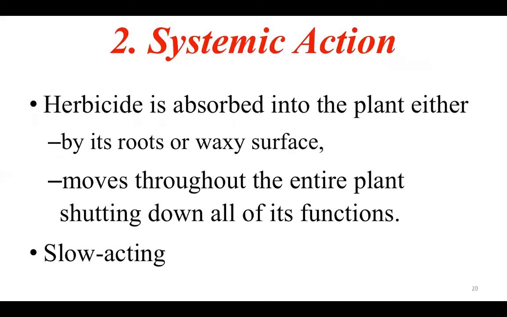Systemic action is where the herbicide is absorbed into the plant either by its roots or the waxy surface. It then moves throughout the entire plant, shutting down all of its functions. Herbicides that work systemically are also called slow acting.